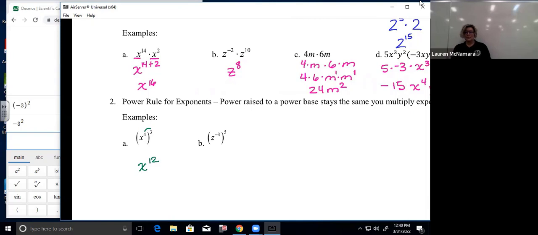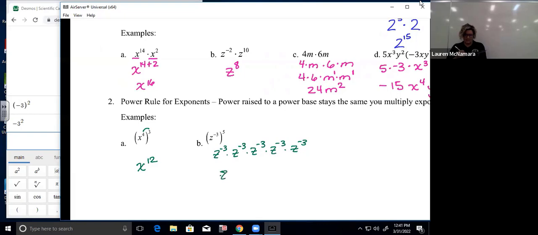My next example, z to the -3 to the 5th power. If I were writing this out, it would look like z to the -3 times z to the -3 times z to the -3 times z to the -3 times z to the -3. Then I'm multiplying like bases and I add my exponents. So when we say rules for exponents, it's not necessarily rules, it's shortcuts. So I really have z to the -15.